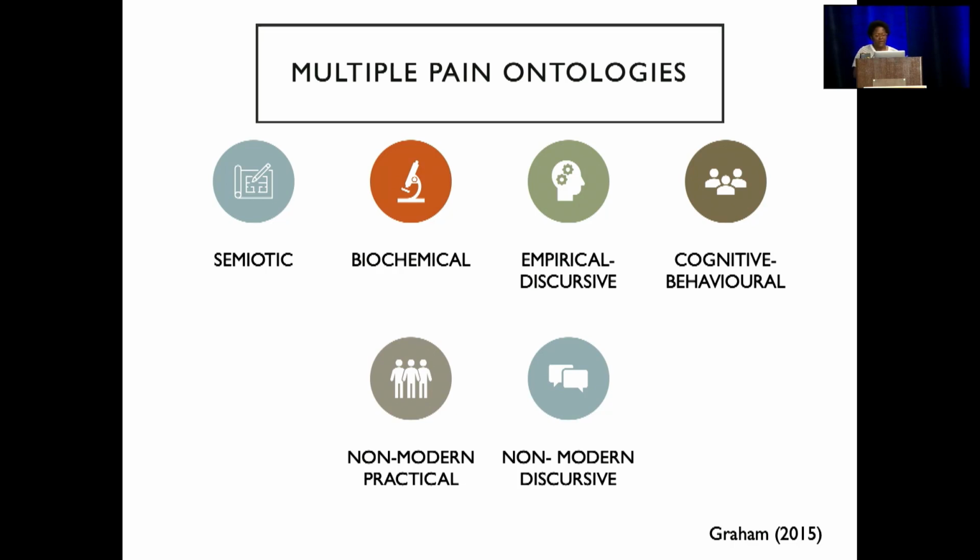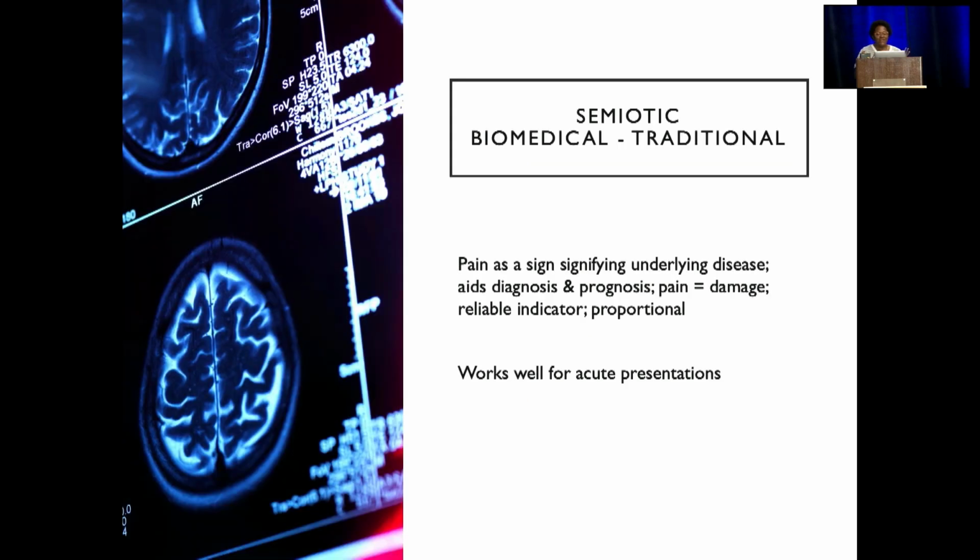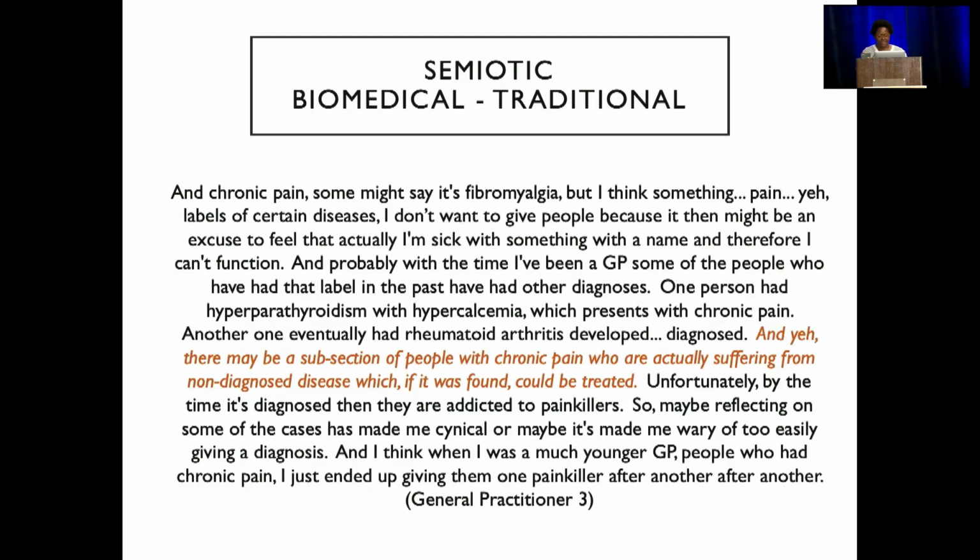In Graham's book, he identified six different ontologies, and I extended his work by identifying different pain ontologies within my data. I will go through each, and give you an example from my data. The first one is the semiotic or biomedical traditional ontology. This is very much that pain is a sign signifying underlying disease. It aids diagnosis and prognosis. Pain equals damage. It's reliable. It's proportional. That's something we're all very familiar with. It works better for acute presentations than for other kinds of presentations.